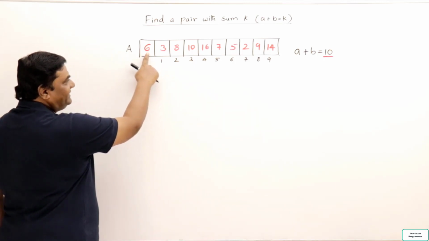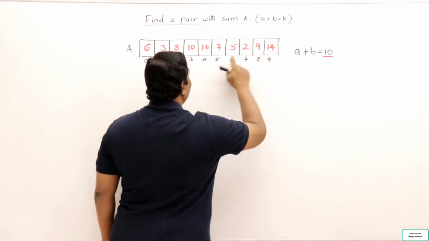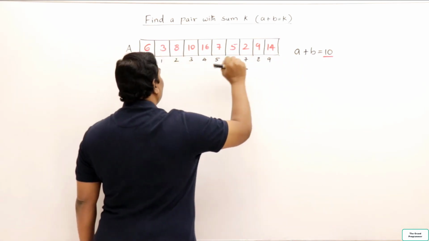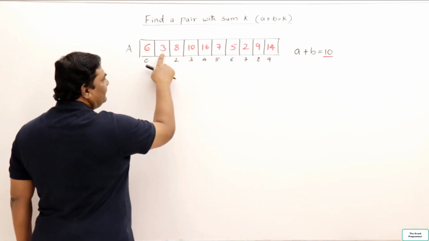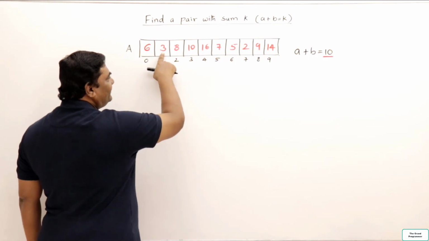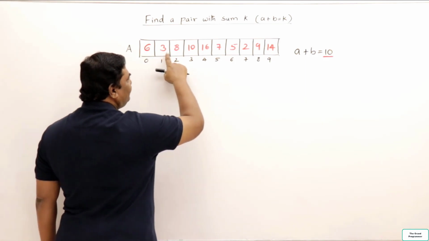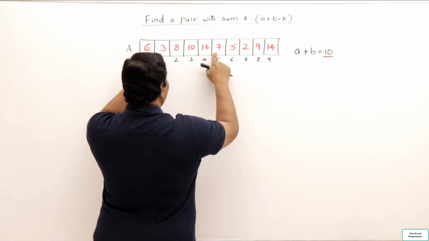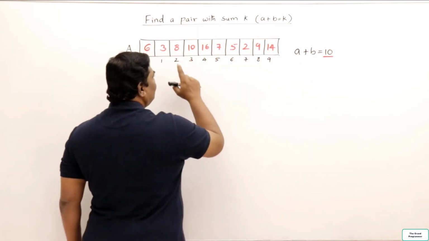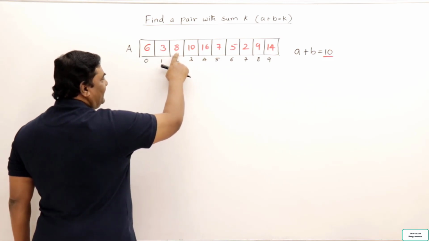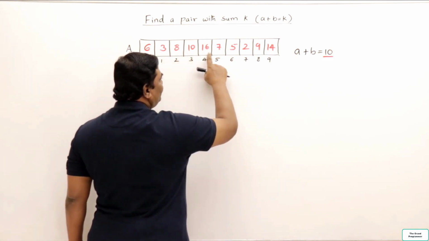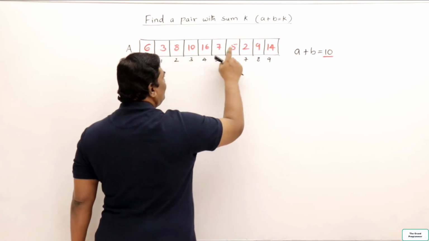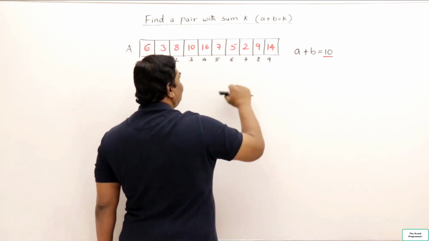6 is there. So I need 4 so that it becomes 10. Is there any 4? No. Then 3. I need 7 to get the total as 10. Check for 7. Yes, found. So we have a pair of elements, that is 3 and 7, which is forming total 10. Then 8. I need 2 for this one. So check for 2. Yes, found. So we have one more pair of elements whose sum is 10.